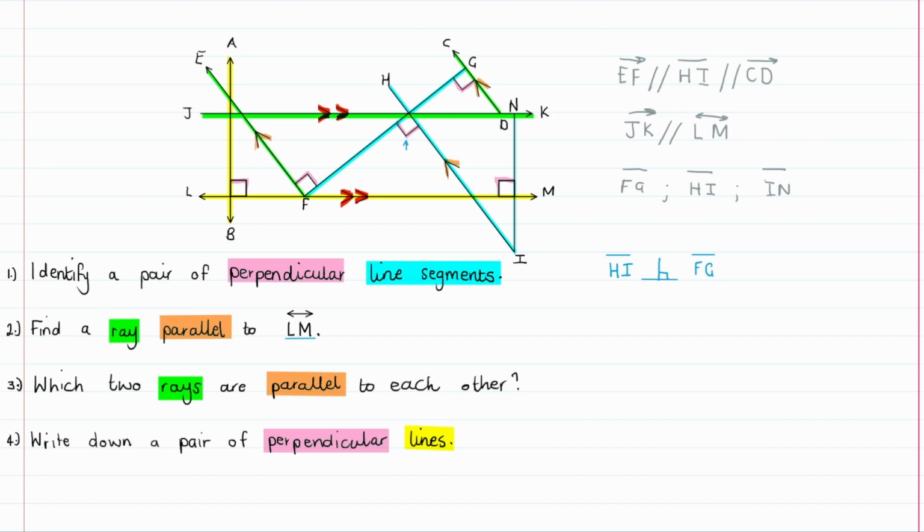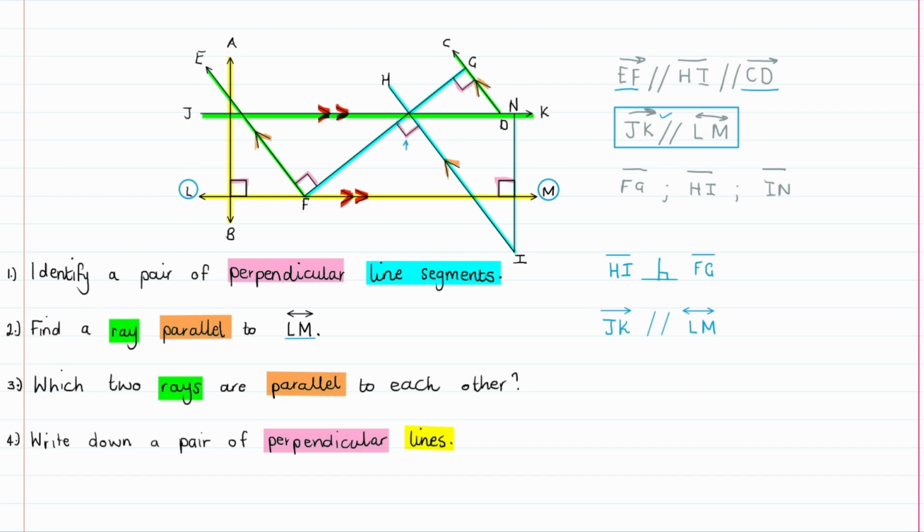Question 2 asks us to find a ray parallel to line LM. Well, here is LM, and we've already seen that JK is parallel to LM. JK is a ray, which means I've already found my answer. So ray JK is parallel to line LM.